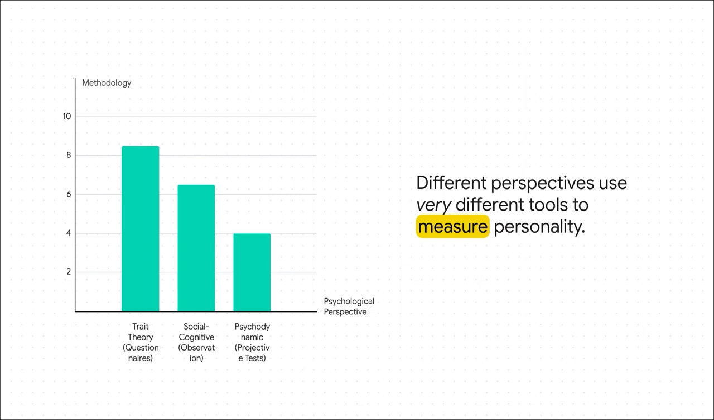So how do we actually measure any of this? Well, as you can see here, different perspectives use totally different tools. Trait theorists love objective questionnaires, like the ones that measure the Big Five. But social cognitive theorists want to see personality in action, so they prefer to just observe how people behave in real-life situations. And then you've still got the psychodynamic folks using things like ink blots to try and get at those unconscious motives. There's no single best tool. It all depends on what you're trying to figure out.